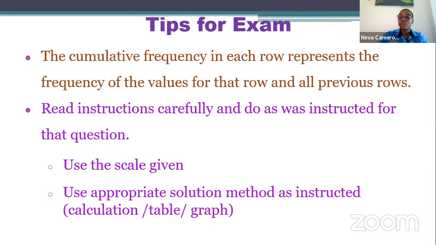Read the instructions carefully. Do not just do as what was instructed. Make sure you read the instructions carefully and do exactly what you're told to do. Use the scale given. In this example with the graph, they told you what the scale for the graph should be. You're going to be awarded a mark or two. Don't throw that away. Use the appropriate solution method as instructed, whether it's calculations, the tables, the graph, and we're not leaving out the explanation. Look at how to write your math sentences. Explanation doesn't mean you're writing long sentences. It might just be that you're using inequalities in the sense of the probability, or to make reference. Don't miss the opportunity to get the marks there.